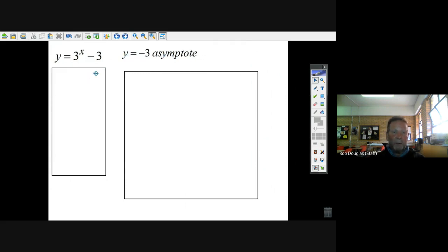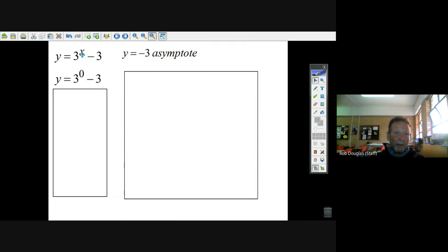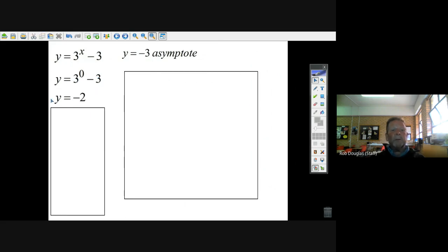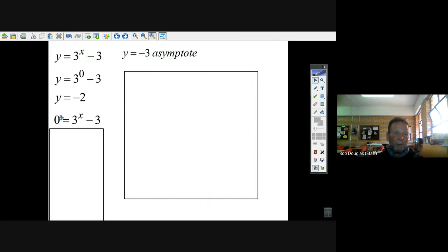Y equals minus 3. Another easy thing is to let x equal 0. Go 3 to the 0 minus 3. Do it in your calculator. That's 1 minus 3. Y equals negative 2 is the y-intercept. So it takes off and goes flying up from this airport, this flat horizontal line of y equals minus 3. The next thing we do is we let y equal 0. And then we got to solve this equation. We've got to add 3 to both sides. And then go, oh, 3 to the 1 equals 3 to the x. So x must be equal to 1.